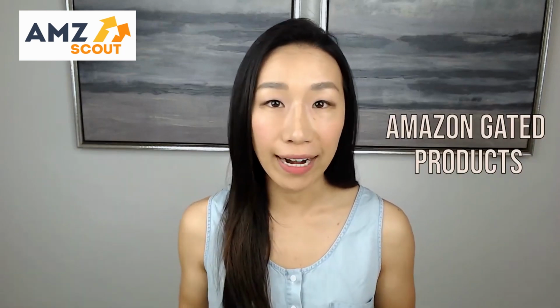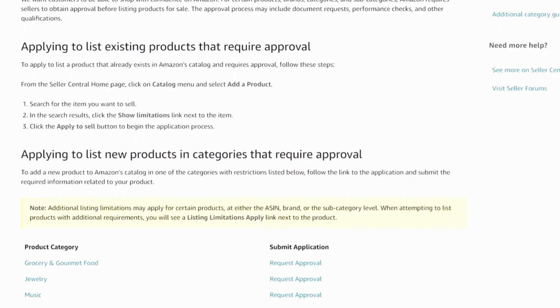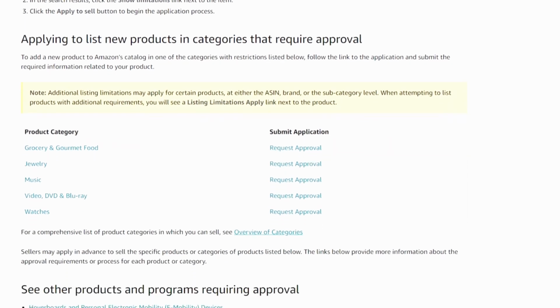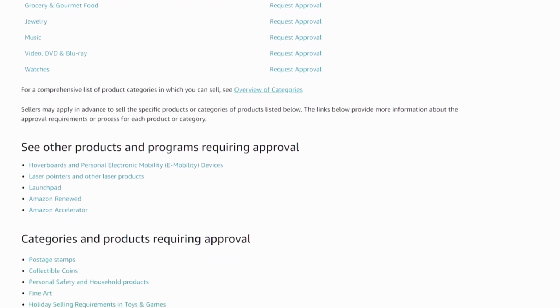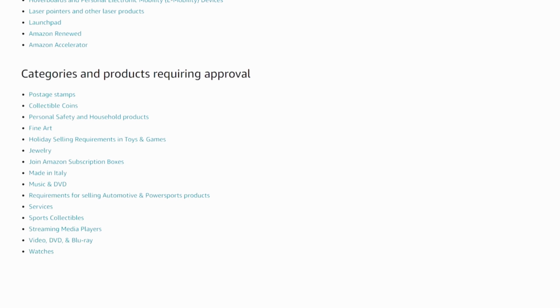Another product category that you want to avoid is anything that falls under Amazon's gated product listings. These product categories require Amazon to approve your product listing for you to even be able to list your product on Amazon. As a beginner seller, I would suggest that you avoid these categories because it's going to require you to go through extra steps, extra hurdles, in order to be able to list your product.